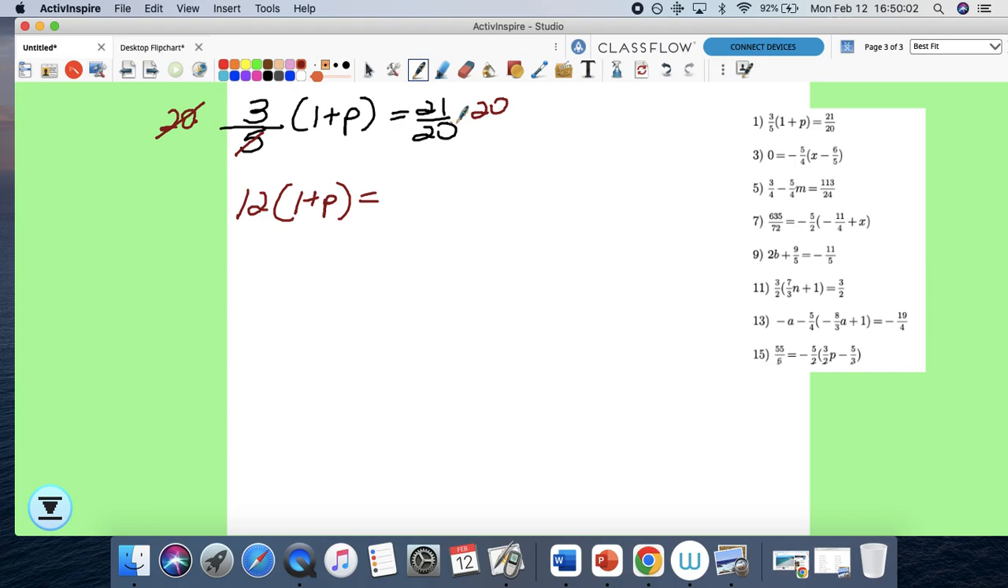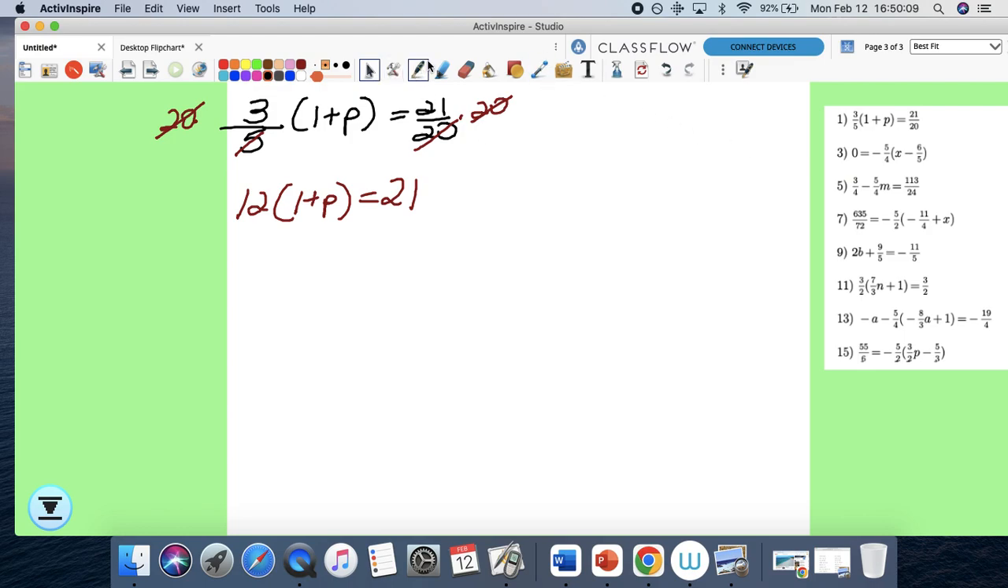21 over 20 times 20. This can simplify, and I get this. Now, over here, let me write the problem again. I got 3/5, 1 plus p equals 21 over 20.